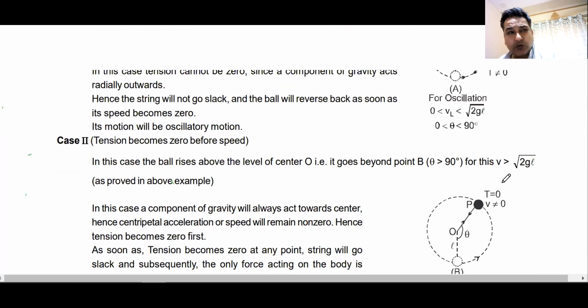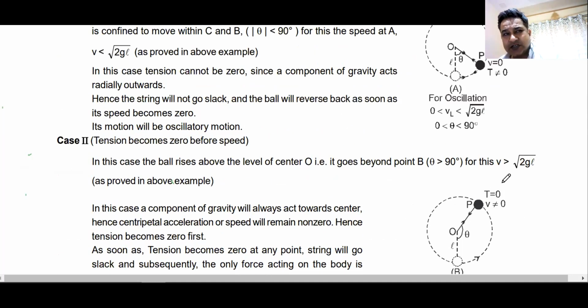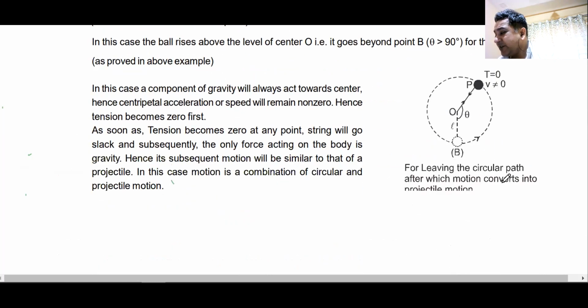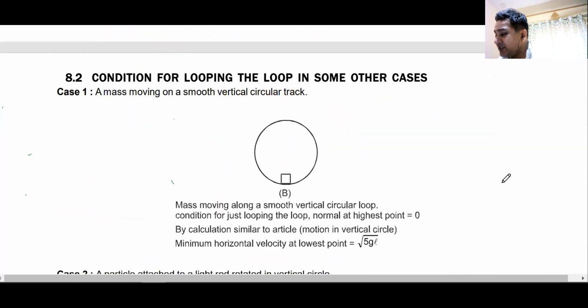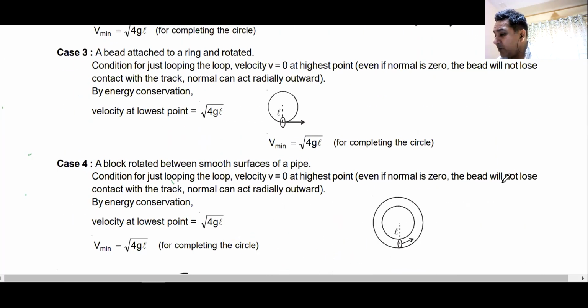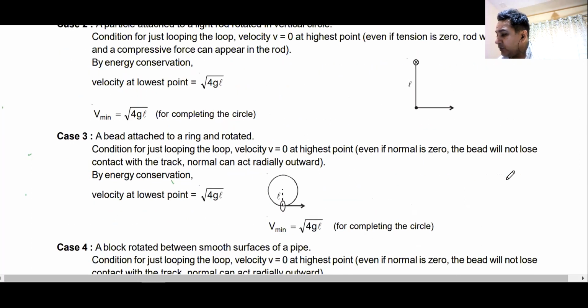What is the condition for looping? At the highest point, tension should be greater than zero. That is, if it is not confined to a circular path. If it is confined to a circular path, then tension can also become zero. I hope you know this case.